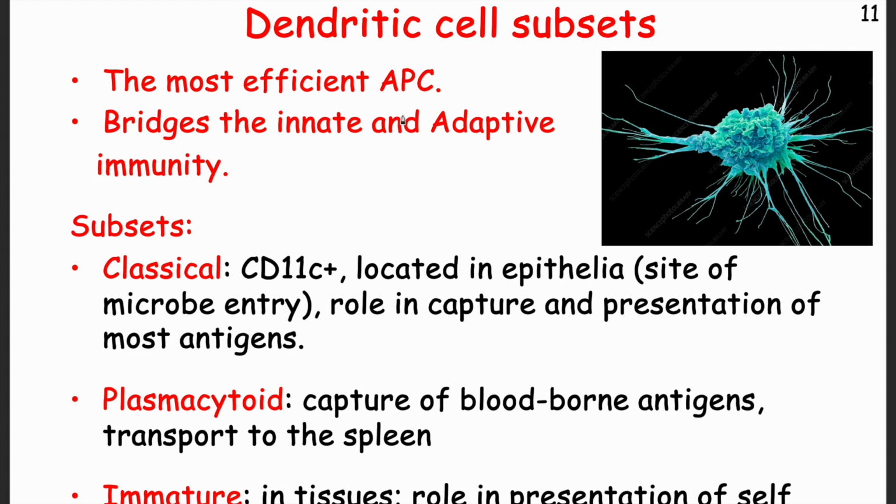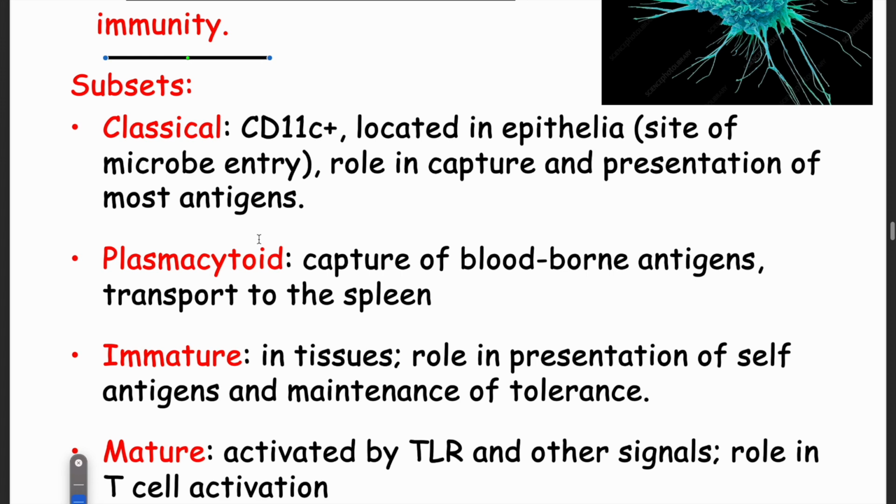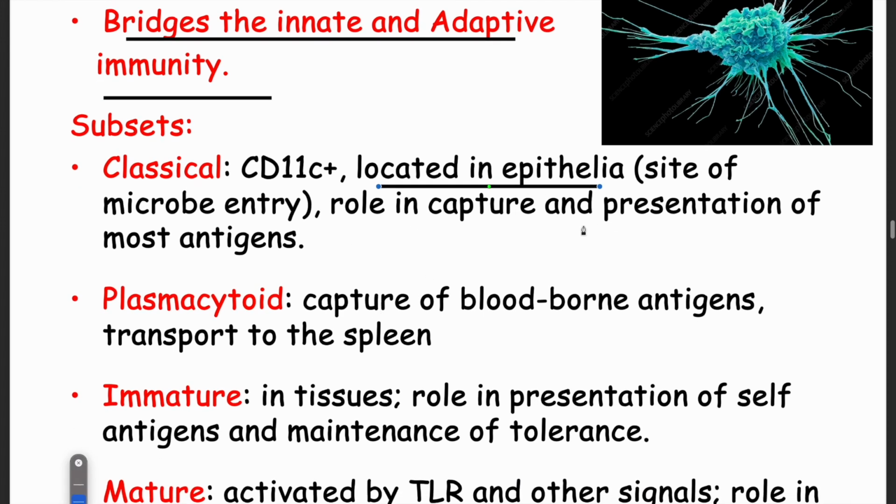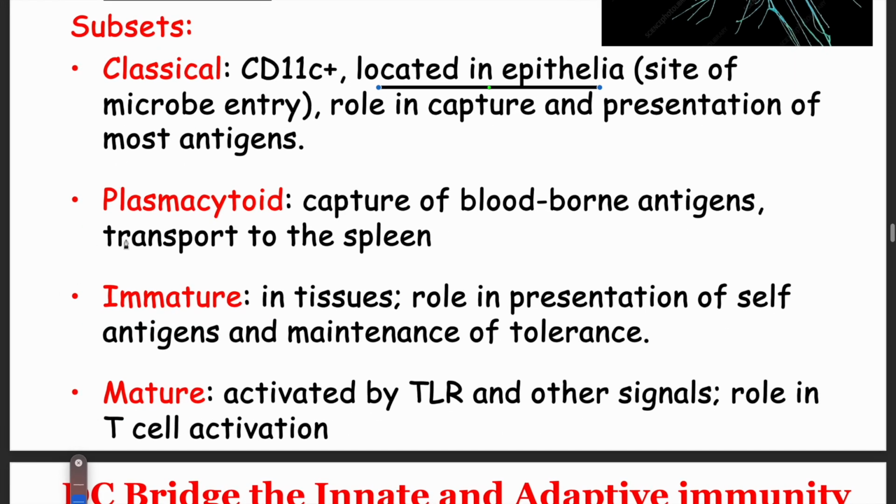مثل ما قلنا, most efficient APC, it bridges the innate and adaptive immunity. There are 4 types of dendritic cells. Classical اللي هي, it has the CD11C positive, cluster of differentiation 11C positive. This type of dendritic cell is located in the epithelia, site of microbe entry, with a role in capture and presentation of most antigen.